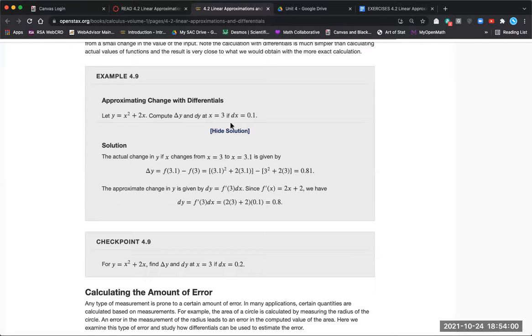Now the differential is related to the tangent line. If I go from 3 to 3.1, we can see the difference using delta y, the difference in the functions, 0.81, and then approximating it with the f prime of x times d of x, which we have a substitution because we know the derivative, and we get the dy, the differential in y. And they're very close. So again, looking at the rates of change, that's what the differentials are doing for us.